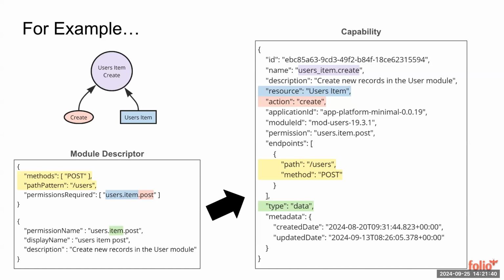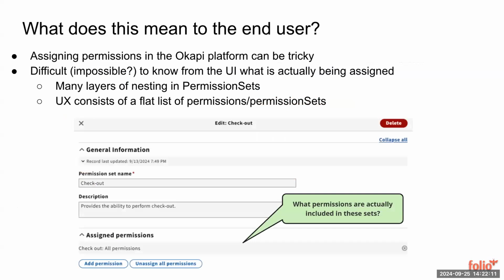So this is what our capability looks like. You can see that we have a resource, in this case, user's item, and that's derived from users.item in the permission required. We have an action create that's derived from the .post. And then we also have other things in here that got pulled in from the module descriptor, including the description, which is carried forward, as well as a reference to the permission that was used to create this capability. We'll use that a little bit later on. Next. So what does all this mean to the end user?